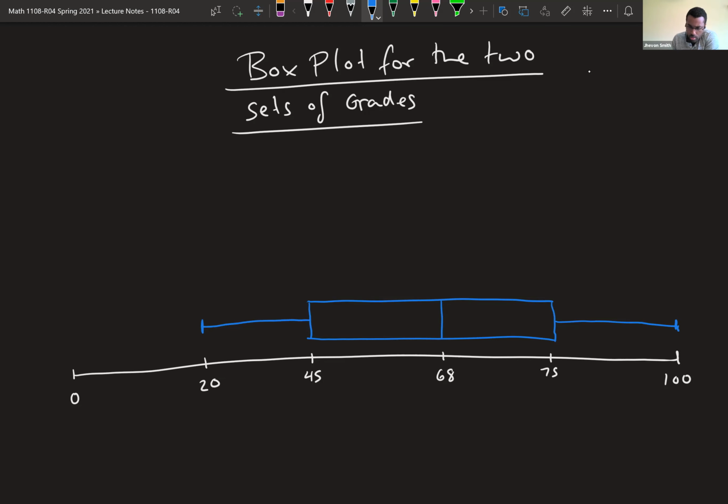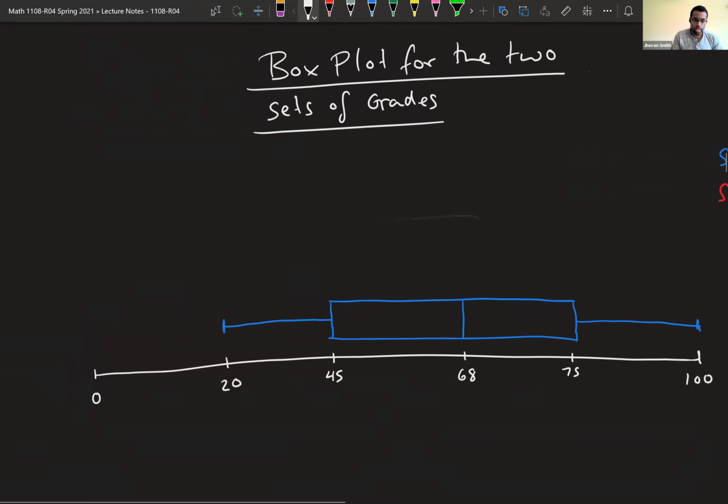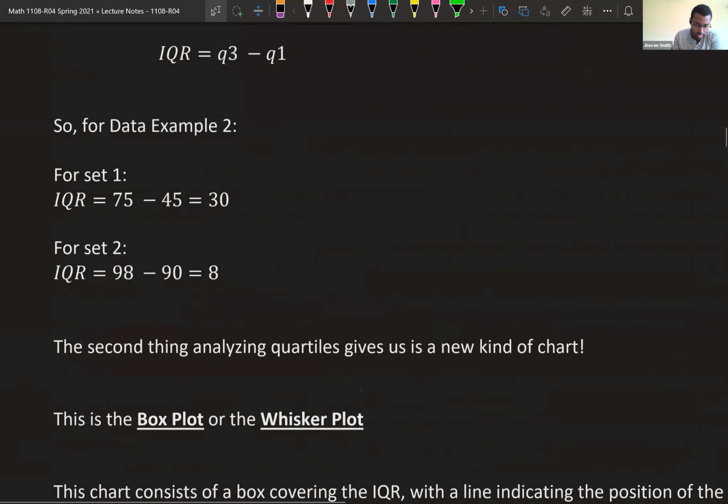So yeah, set 1 is the blue line. Let's do set 2. It's going to be the red line. So for set 2, what were the important numbers?